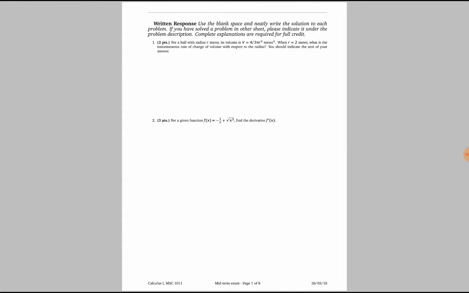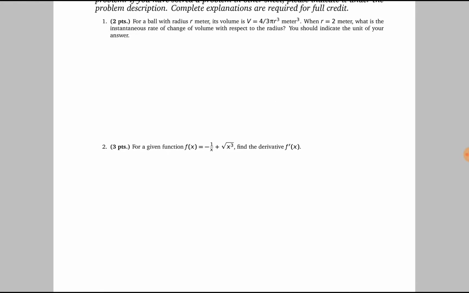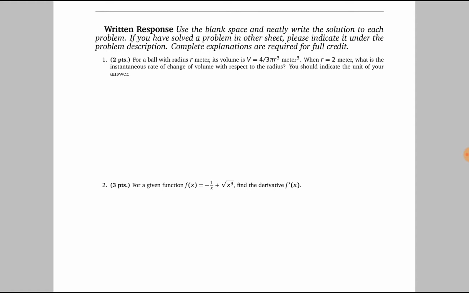Today we will discuss the solutions to the midterm exam from the previous year. So let's start with a description of the problems first of all, then we'll go through each of the problems in more details. So in the first problem, we're given a ball with some volume. We need to figure out the rate of change of the volume with respect to the radius.